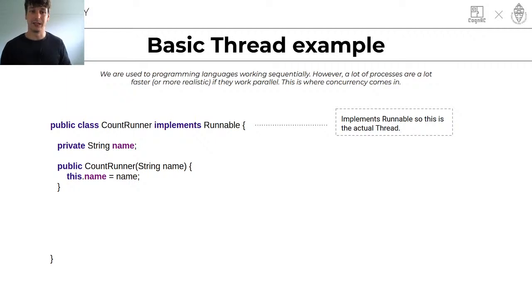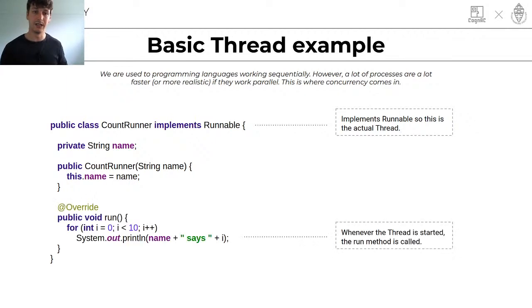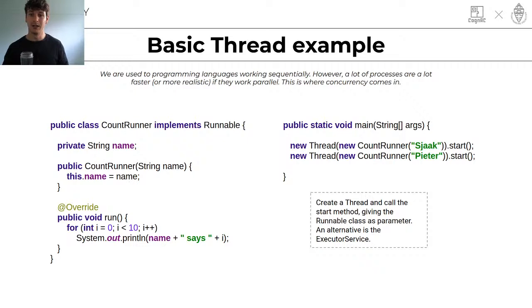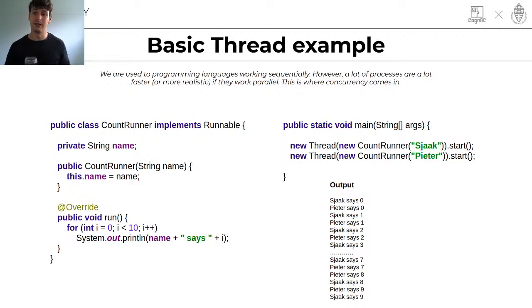So a very basic thread example, which you've seen: you make sure that the class that needs to do the multitasking implements Runnable. You get the run method, and whatever is in that run method can happen at the same time. So let's say that I create 2 threads that count from 0 to 10, and I give both threads a name. One I named Jacques, the other one Peter, in reference to the teachers of this course. The output would be Jacques says 0, Peter says 0, and they just count simultaneously.